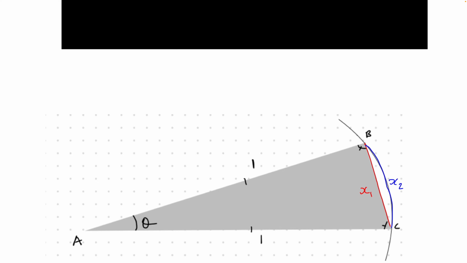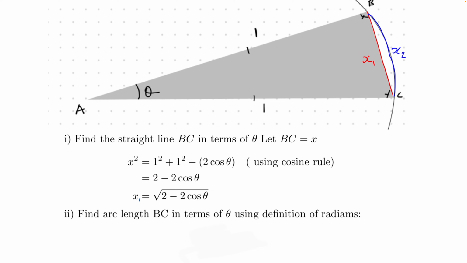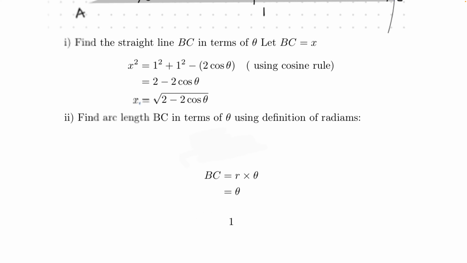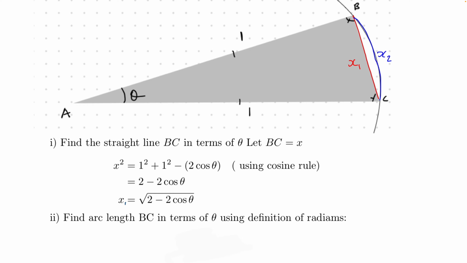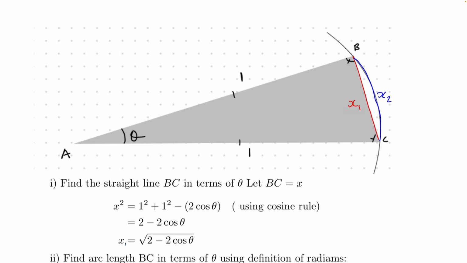We can solve for the straight line x1 by applying the cosine rule, which is all well and good, and we've done it multiple times. And we can also solve for the arc length using the definition of radians, namely r times theta, where theta is in radians, and I should have mentioned that before. Well, okay, we can now notice two important things about this expression.